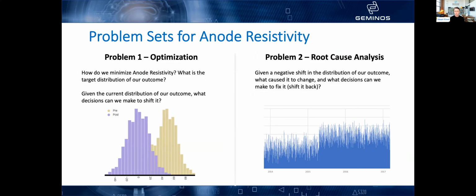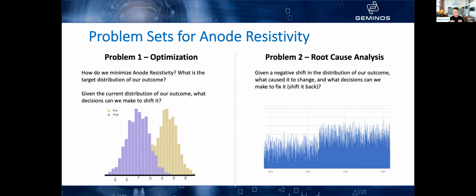So using the Geminos platform, given the model, we can actually look at the resistivity of a set of anodes that we've produced over time, and we want to shift that. So the first problem is optimization. How do we minimize the resistivity on average? So moving from the yellow, the pre, to the purple, post. What is it in all those factors, all those variables that I showed on the previous slide that really would help us to move that mean, the distribution? And also sometimes we might see a shift over time, right? How do we move it back? What levers do we have?